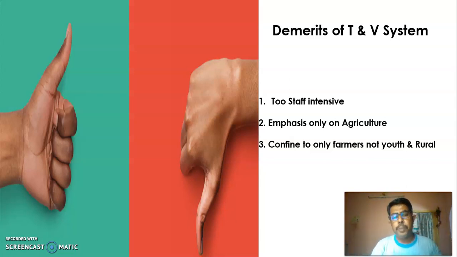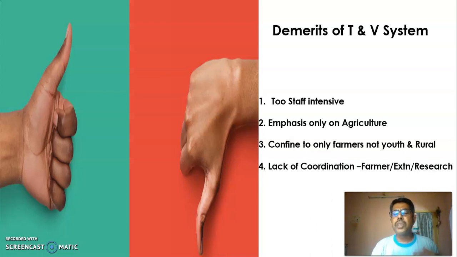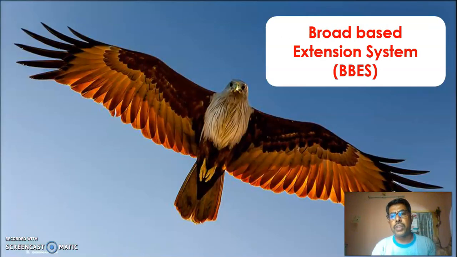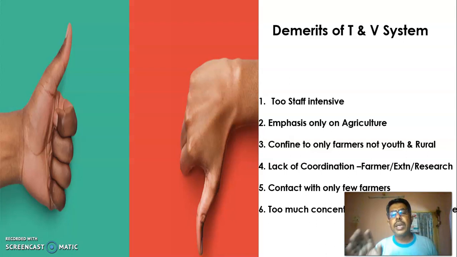Another problem is lack of coordination with farmers' extension, because we didn't have sufficient training and it was introduced immediately, which created another problem. Contact with only a few farmers, as I already told. Too much concentration on technology alone. They don't concentrate on the economic, social or cultural aspects; only technology alone. So these are the demerits of the training and visit system.